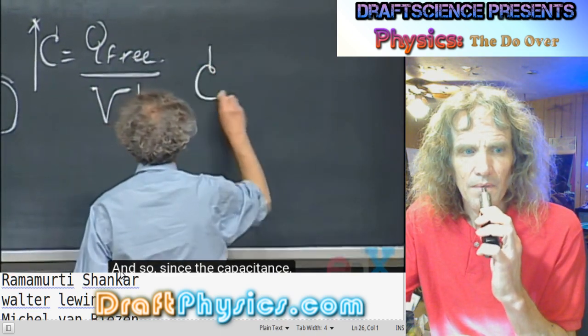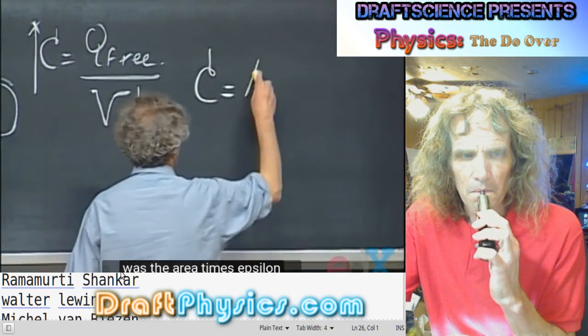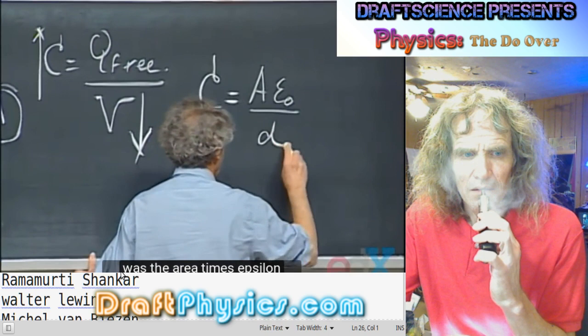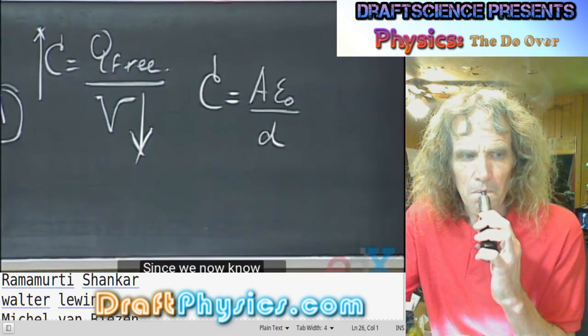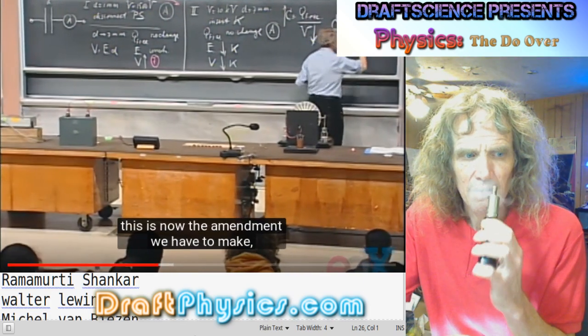And so, since the capacitance, as we derived this last time for parallel plate capacitors, I still remember it was the area times epsilon 0 divided by the separation D. Since we now know that with the glass in place, the capacitance is higher by a factor of kappa, this is now the amendment we have.